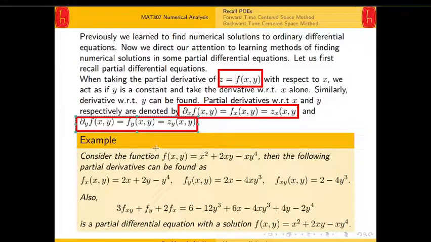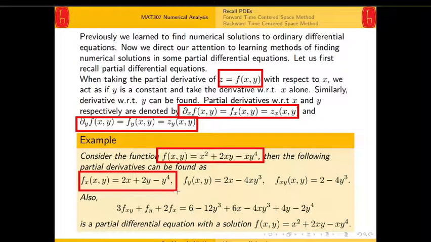An example: let's consider this multivariable function, and then the partial derivatives can be found. The partial derivative with respect to x is 2x plus 2y, because y will act just like a constant, so this will be 2y, and here this will be negative y to the fourth. So this is the x partial derivative of f. The y partial derivative of f will be 0 on this term because there is no y here, and x will act as a constant. And here we will have 2x, and this will be negative 4xy cubed.